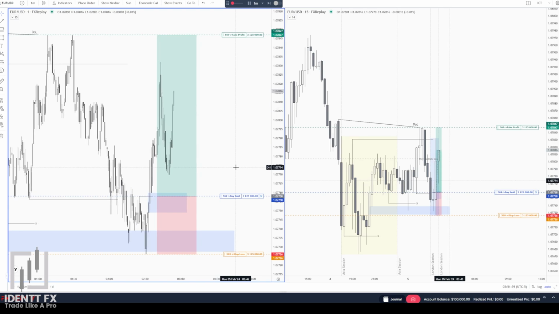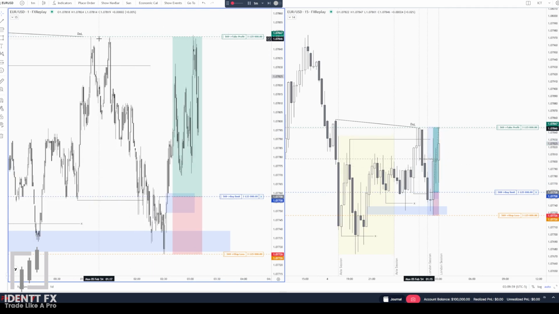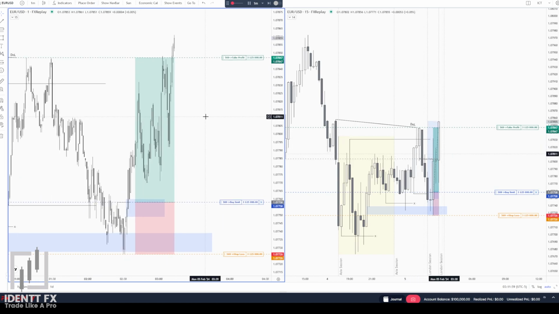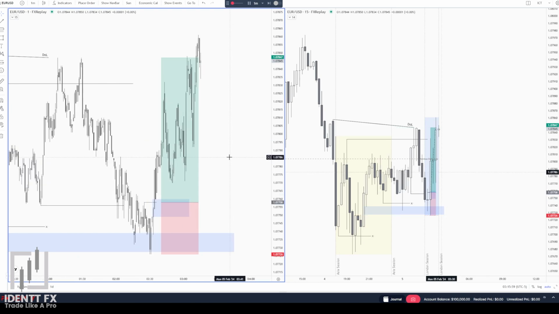It seems like we might not get filled here, and our draw on liquidity already gets taken out. As for right now, since we didn't really convincingly sweep it, I'm going to leave my order for a little while, but now of course we do sweep it, so I'm going to remove my order, and this is going to be a no trade.